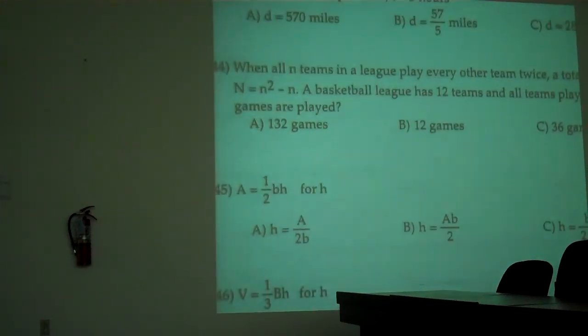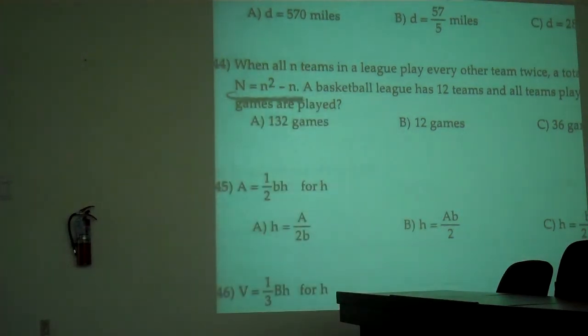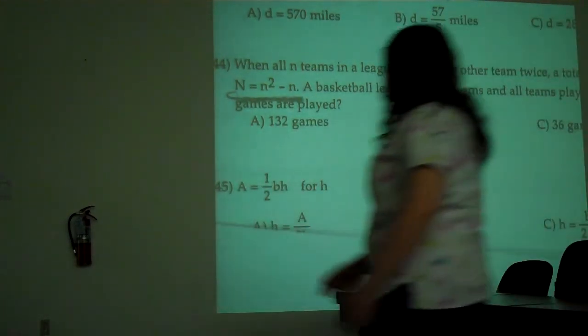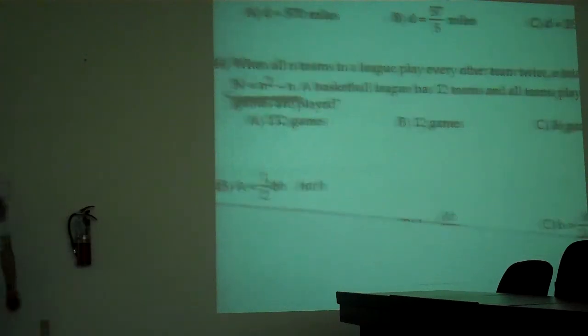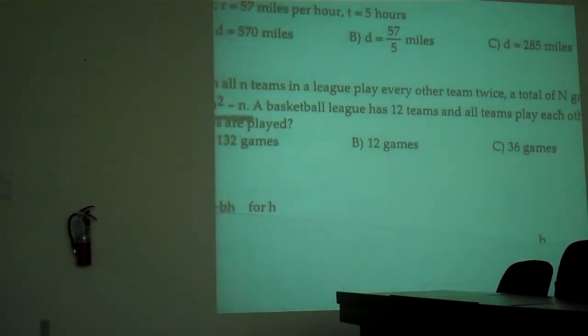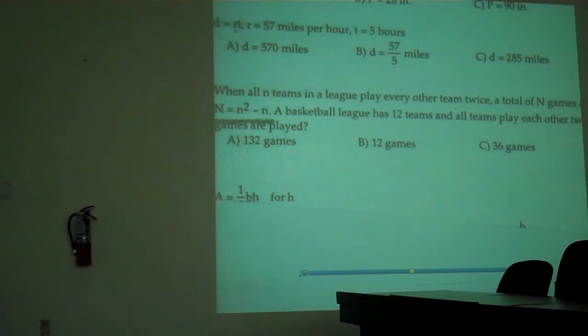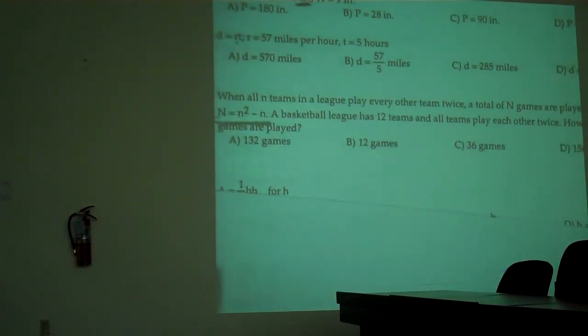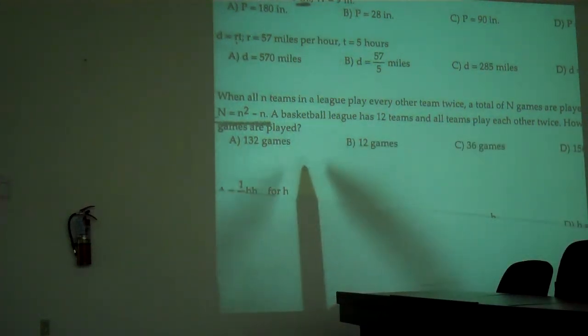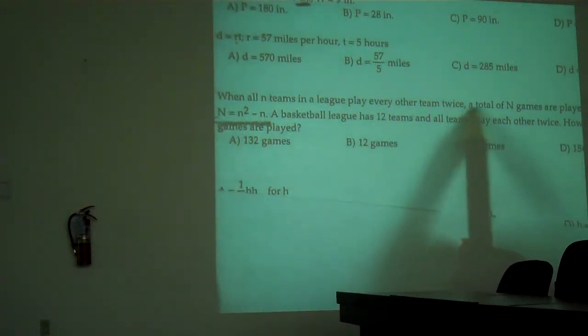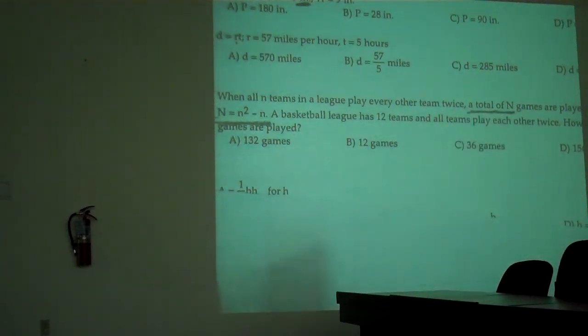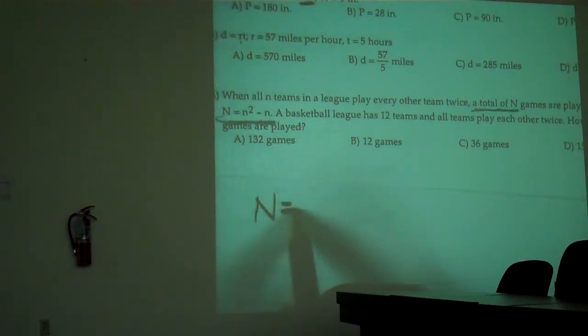$44. You have a formula given right here. Big N is the number of games played. Okay. Little n is how many teams. Okay. Total of n games. And it doesn't tell you that little n is the number of teams, but that's what it is. Okay, the big N, number of games.